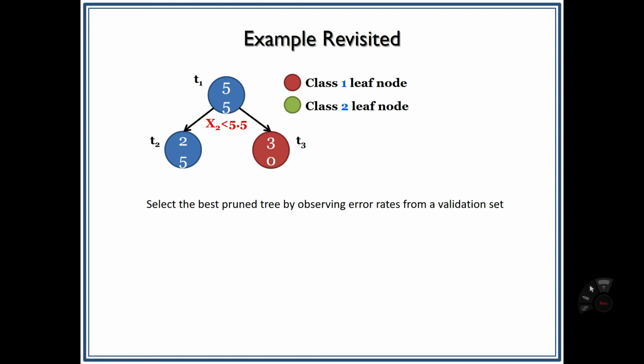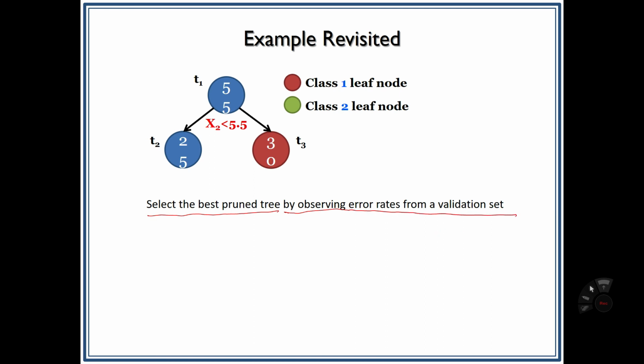We grow a tree fully and cut off all the branches until we have the root node. Then we came back to the origin. Then what did you do? We do nothing. But we do something, actually. We did something. So select the best pruned tree by observing error rates from a validation set.